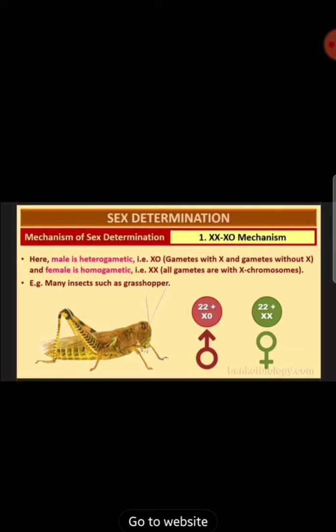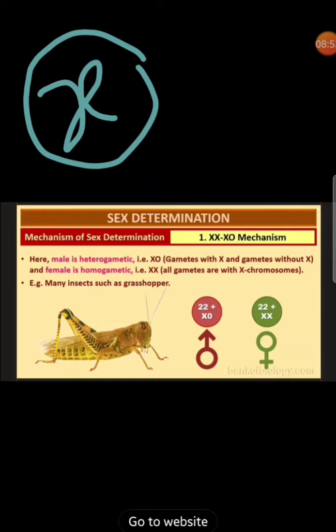The first one is the XX and XO mechanism. In this, as you can see, the 22 pairs of chromosomes are the same in male as well as females. What differs is XO and XX. In many insects such as grasshoppers, the males have XO and females have XX. What do we mean by XO? The males have only one X chromosome. The 22 pairs are the same, but the sex chromosome is only one.